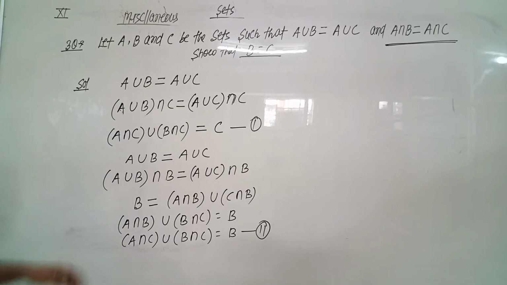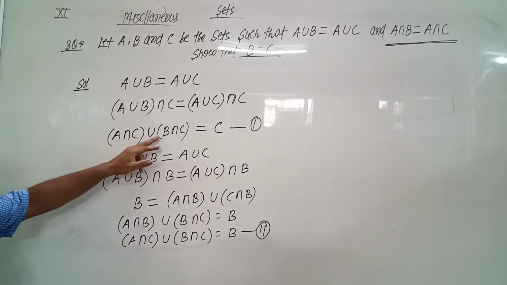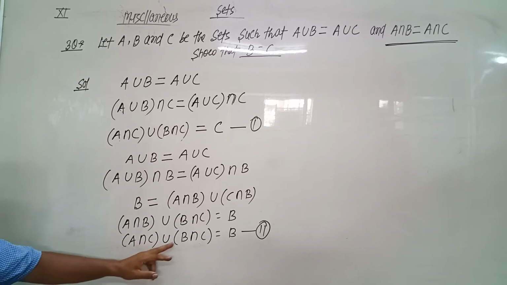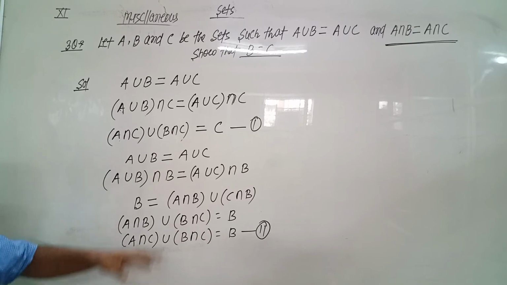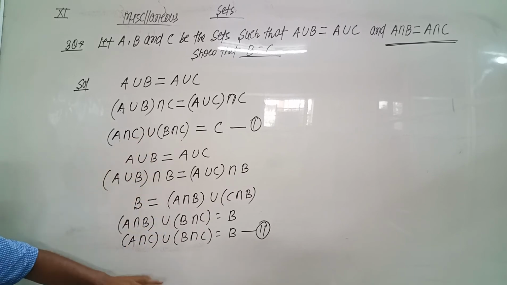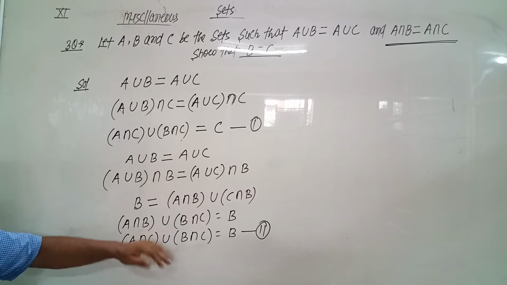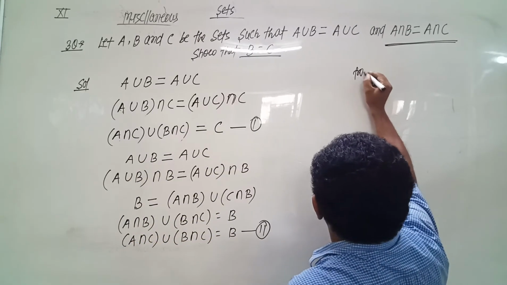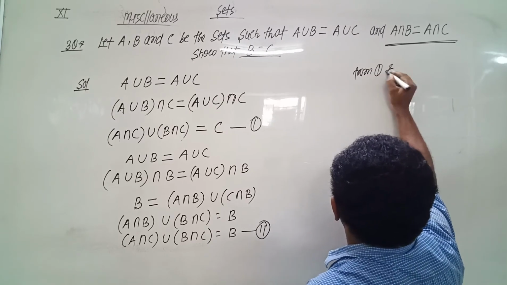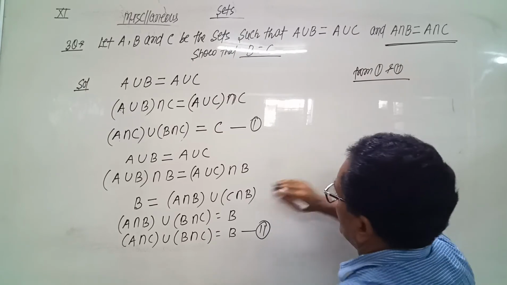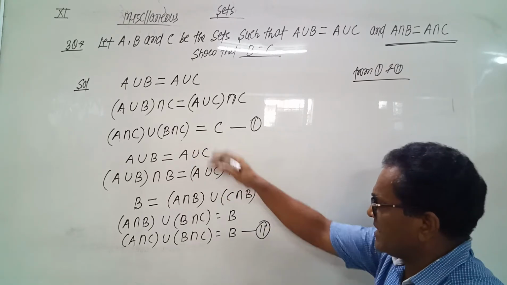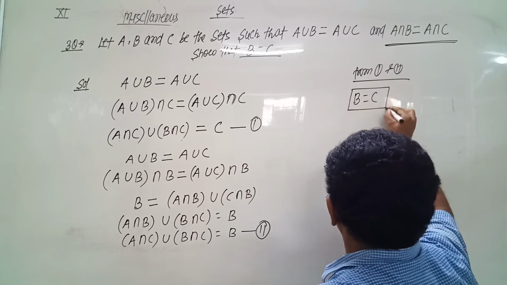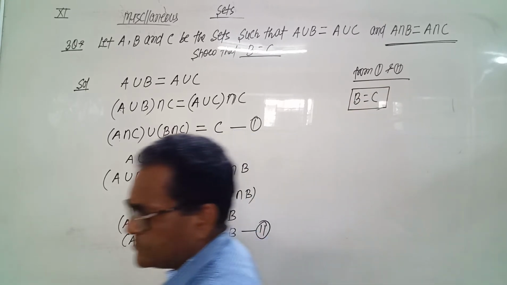So (A intersection C) union (B intersection C) equals C, and (A intersection C) union (B intersection C) equals B. This means from the first and second equations the LHS is the same, so the RHS must be equal. So we conclude from the first and second that B equals C.